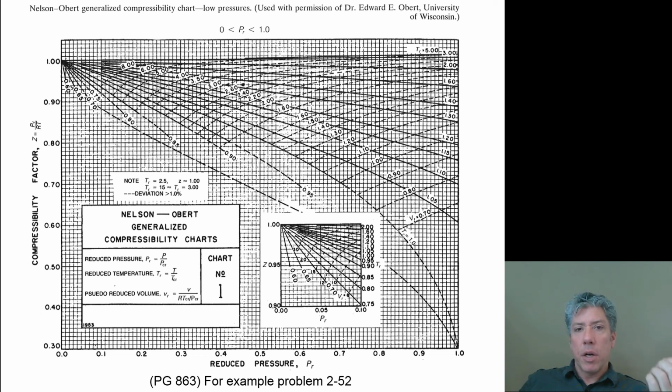Anytime you have a chart that is non-dimensional, or you start dealing with non-dimensional numbers, you typically really get at the nature of the behavior of the thing.